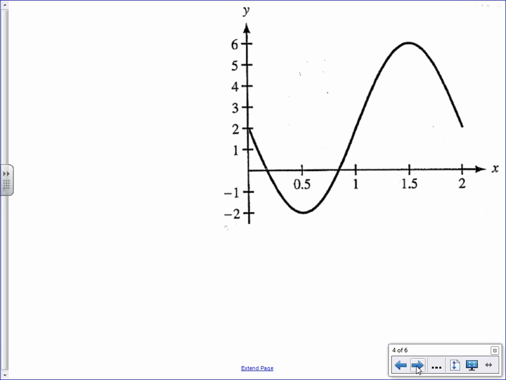Okay, Kyler's curious. First of all, what kind of graph are we working with? We're working with a sine curve. Okay, this is a sine curve.